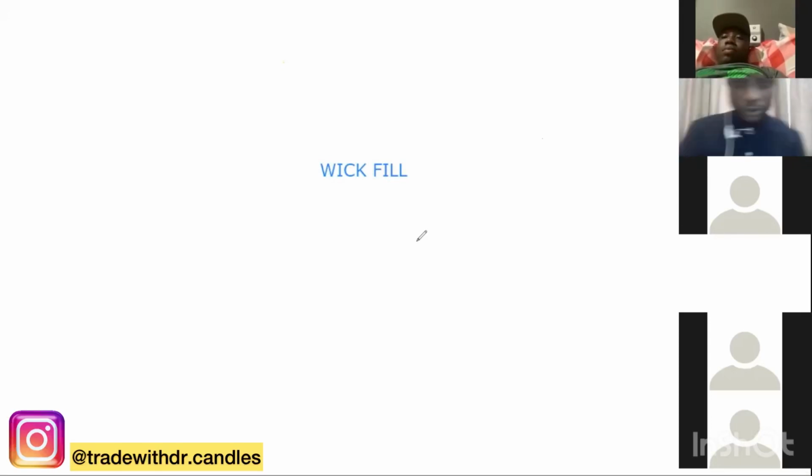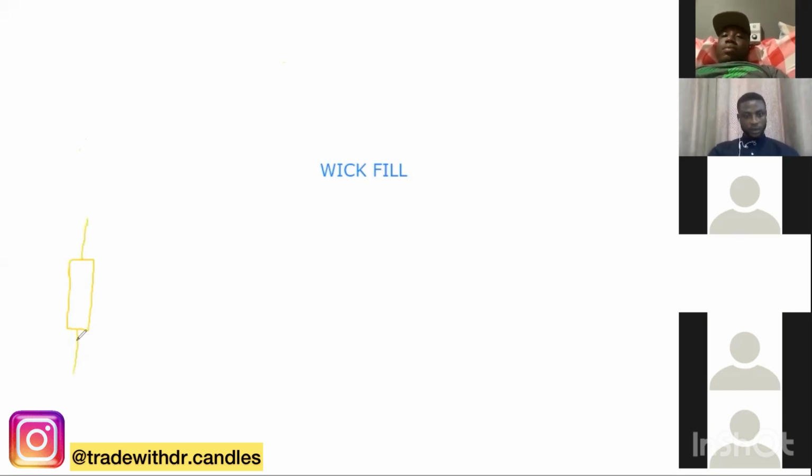Comes in won't be able to join again. It's okay. So, wick fill. When we say wick, a wick of a candlestick is the tail you see either on top of the body or below the body. So let's take for instance a candlestick like this. The tail you see on top of the body or below it is what we term as the wick.